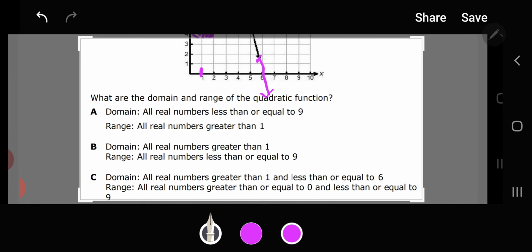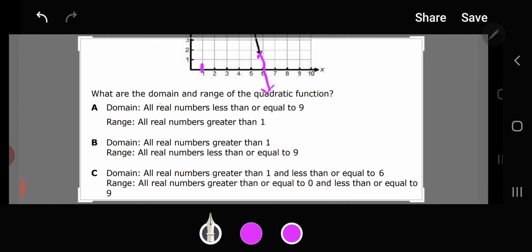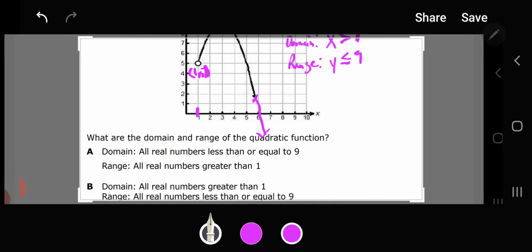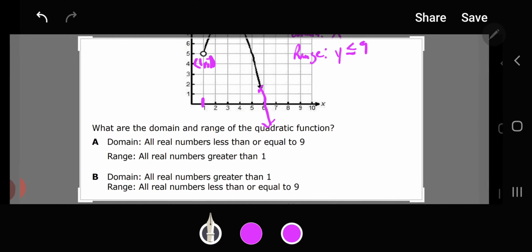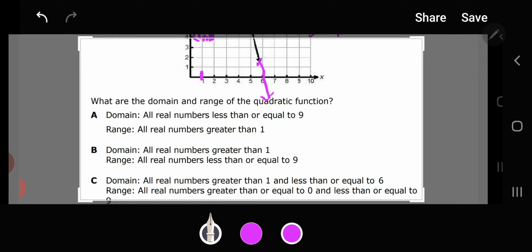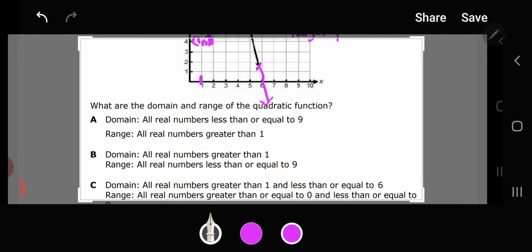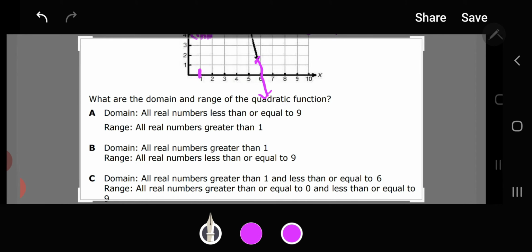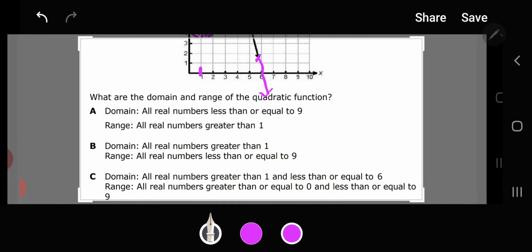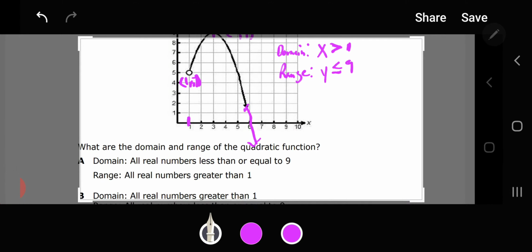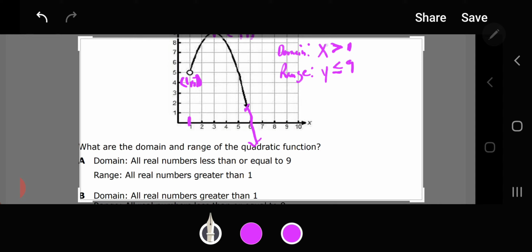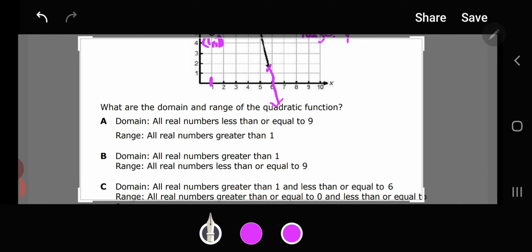So let's read our answer choices. Domain, all real numbers less than or equal to 9. Well, that's not what we found. B, all real numbers greater than 1. That is true. And range, all real numbers less than or equal to 9. Same thing we kind of found up here. Domain is all real numbers greater than 1, and range is all real numbers less than or equal to 9. So B is the correct answer choice.